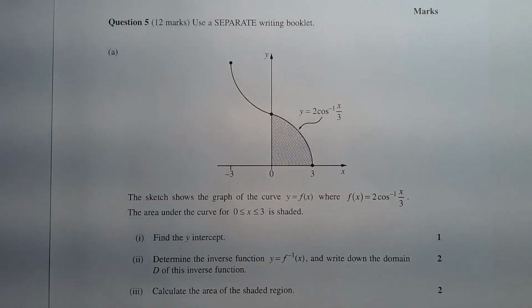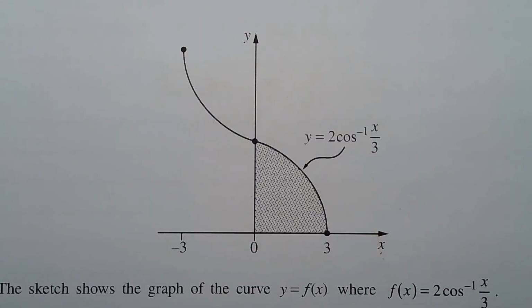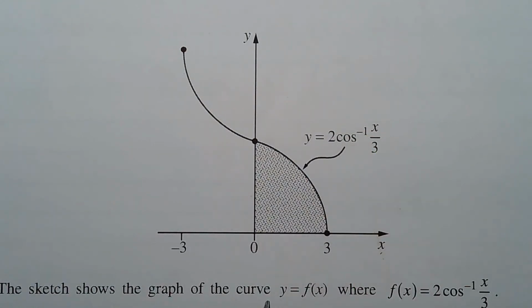Part 3. Calculate the area of the shaded region. The area of the shaded region can be found by integrating with respect to the x-axis. That is, the area of the shaded region is equal to the integral of 2 times inverse cos of x over 3 from x equals 0 to x equals 3.